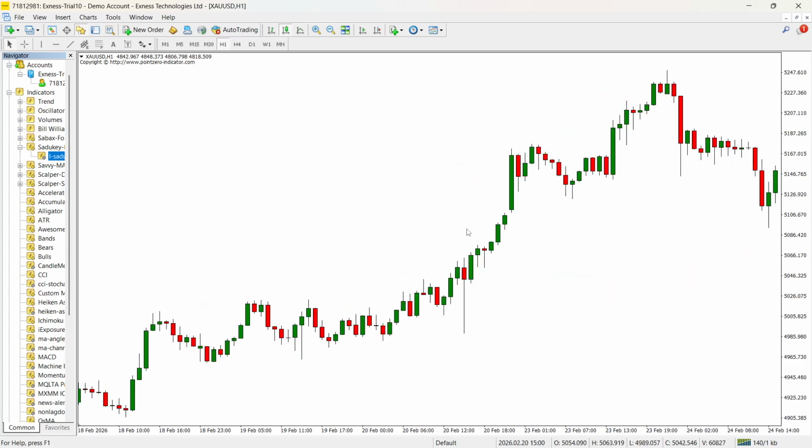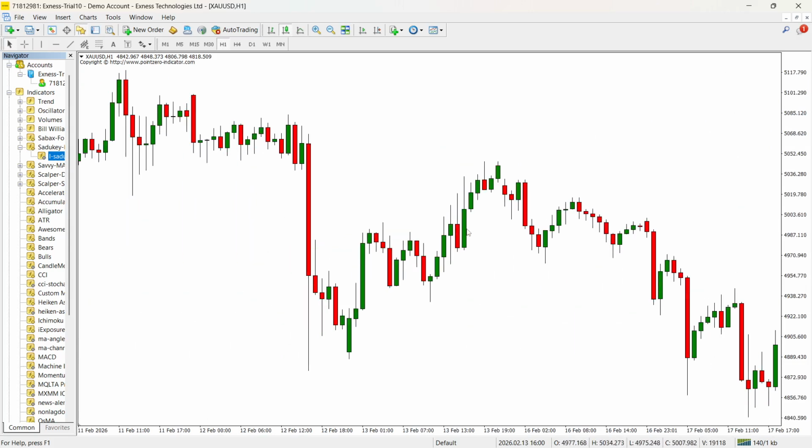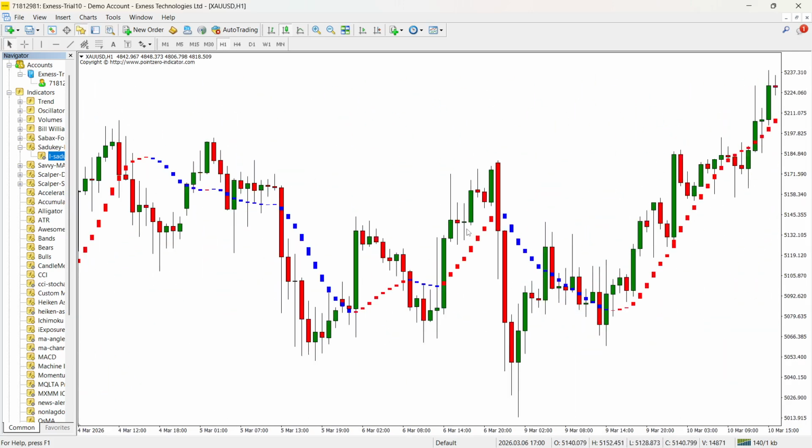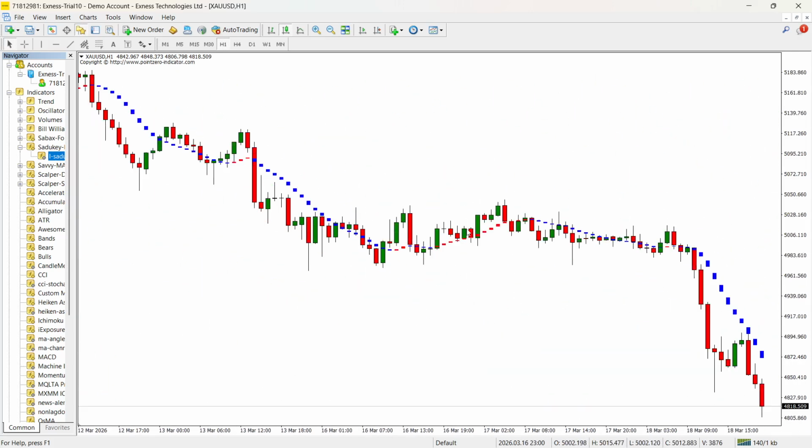environment. The way price interacts with these levels, bouncing from them, consolidating around them, or breaking through them, helps you see when volatility is compressing, when ranges are forming, and when the market may be attempting a breakout.